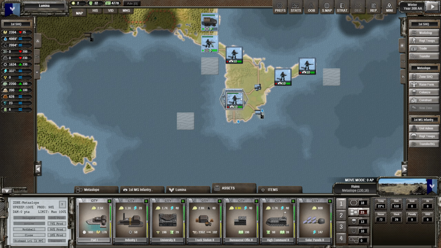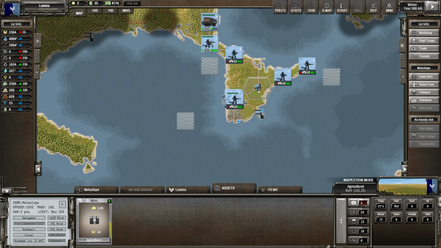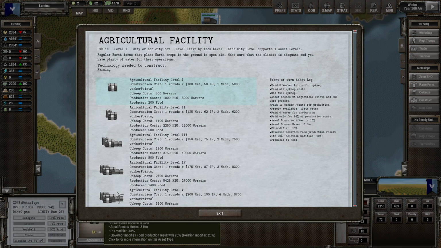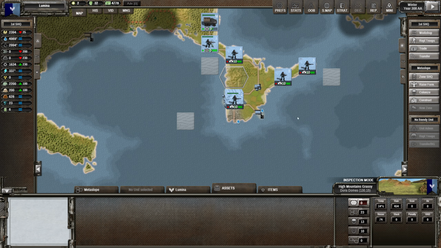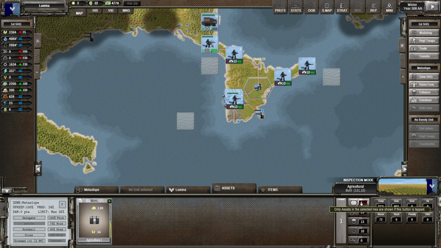If you just want to see what's in this hex only, you click this one. So for example here, let me just put myself on inspect mode. Here, the only asset we've got is an agricultural facility or a farm that I built. If you look at this one, there's a private harbour. This is a private sector building. All you're seeing with this button here is what is in this particular hex, okay?